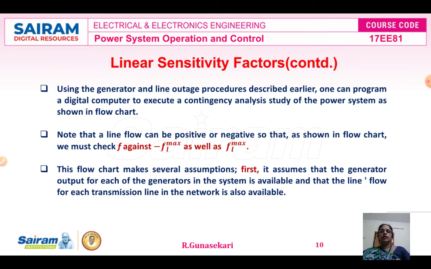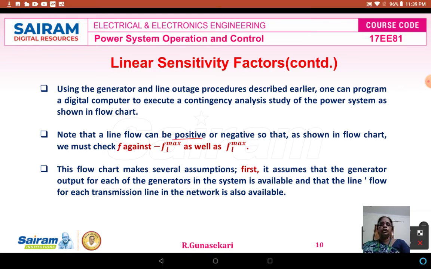Now you see, using the generator and the line outage procedures we already studied, and then the digital computer which is used to execute a contingency analysis study of the power system, we already saw in the flow chart. Here the line flow can be positive or negative, both are possible. Later we can discuss the flow chart of linear sensitivity factors.